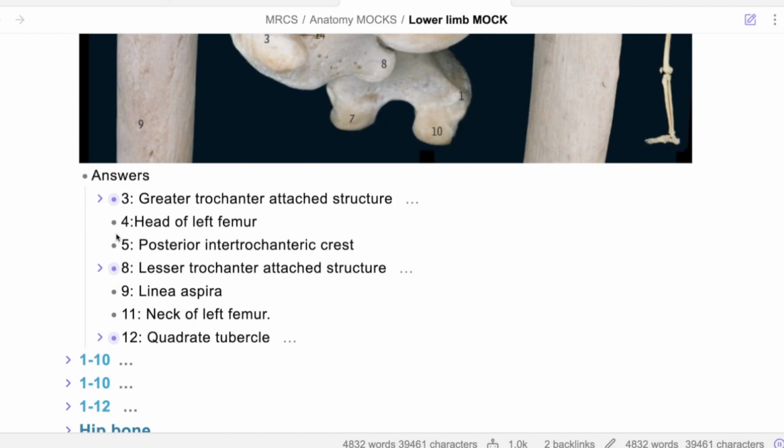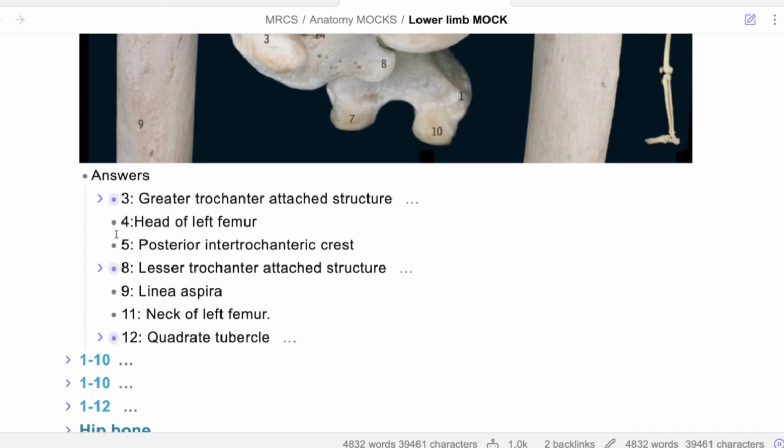Somebody just came in. What did you want to say? I'm trying to say 5 is not the greater trochanter. The greater trochanter is number 3. 5 is the intertrochanteric crest. Do you agree with that? Yes, right.